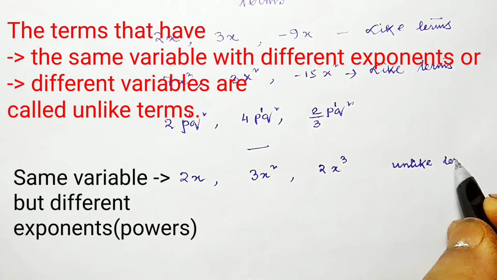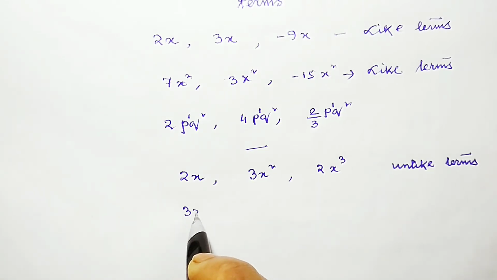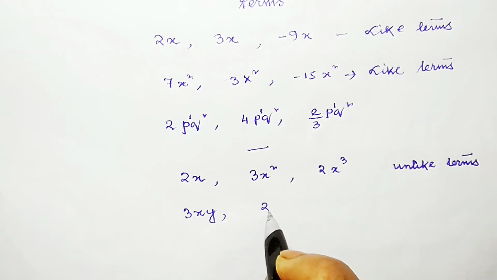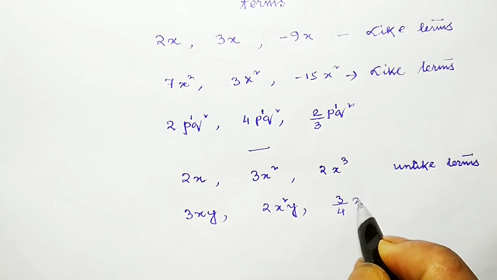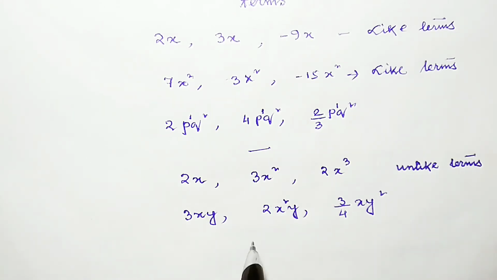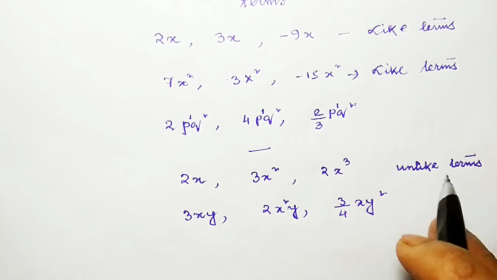Unlike terms. If I write, suppose, 3xy, 2x square y and 3 by 4 xy square. Here also you can see I have used the same variables x and y, but their exponents differ. The exponent of x here is 1, here it is 2, here it is 1. Again in case of y, here the power is 1, here the exponent is 1, but here it is 2. So they are unlike terms.